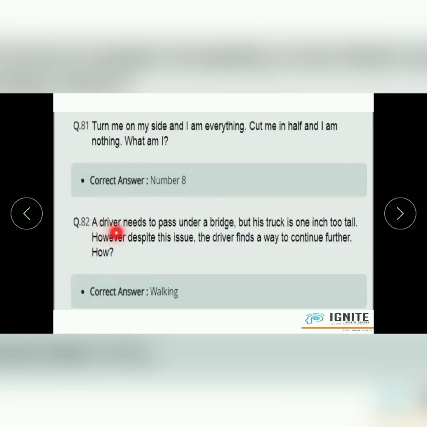Next question, a driver needs to pass under a bridge but his truck is 1 inch too tall. However, despite this issue, the driver finds a way to continue further. How? Because he was walking, not driving. That is the correct answer. He was walking, not driving.